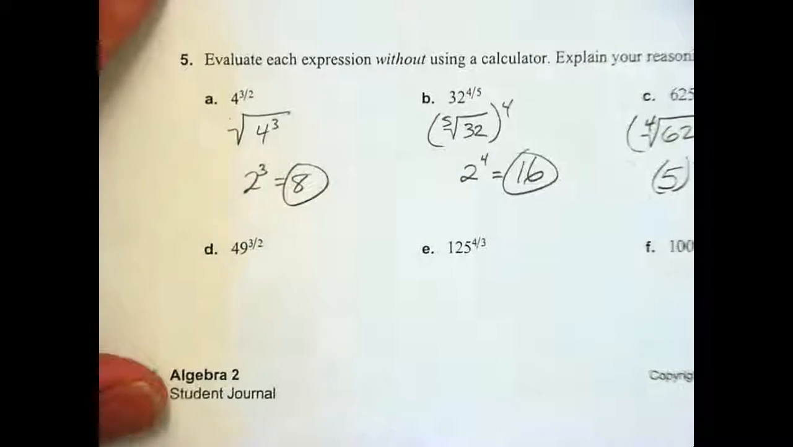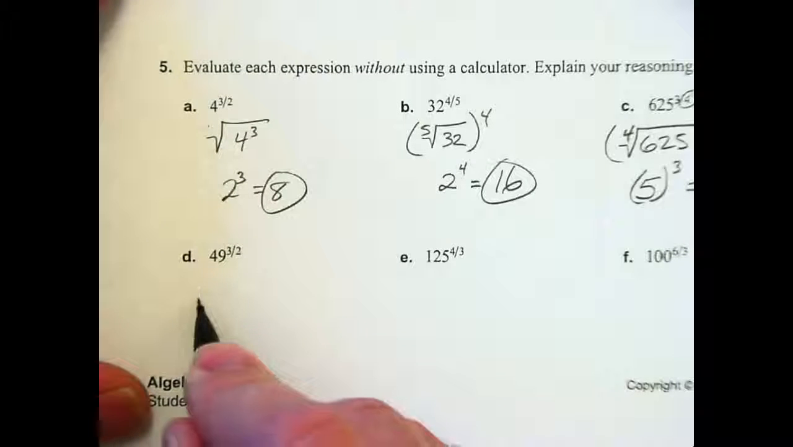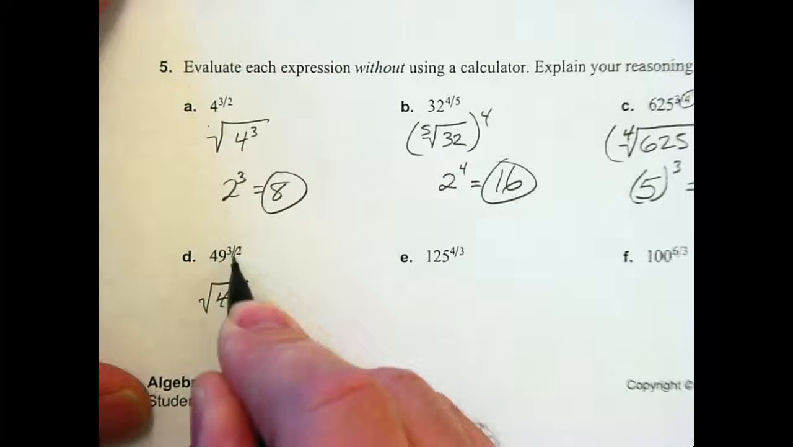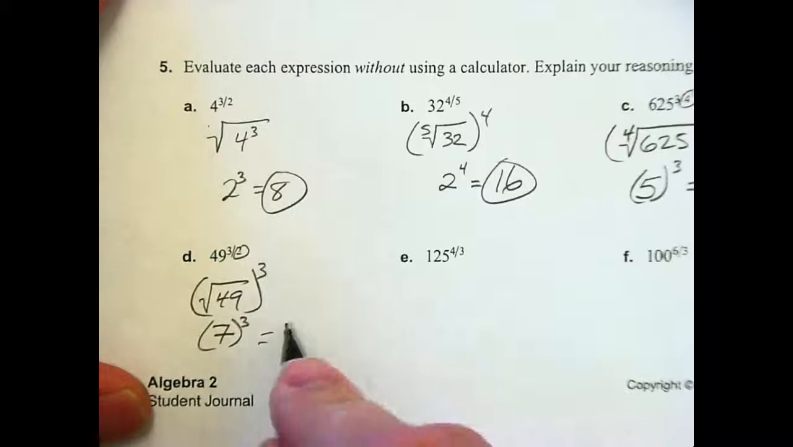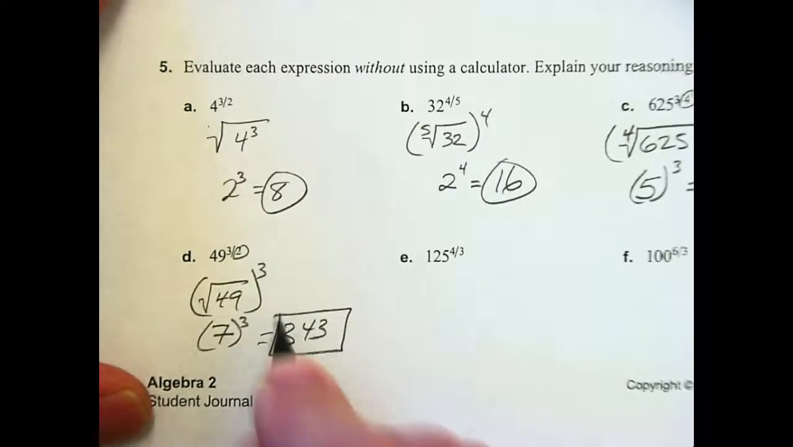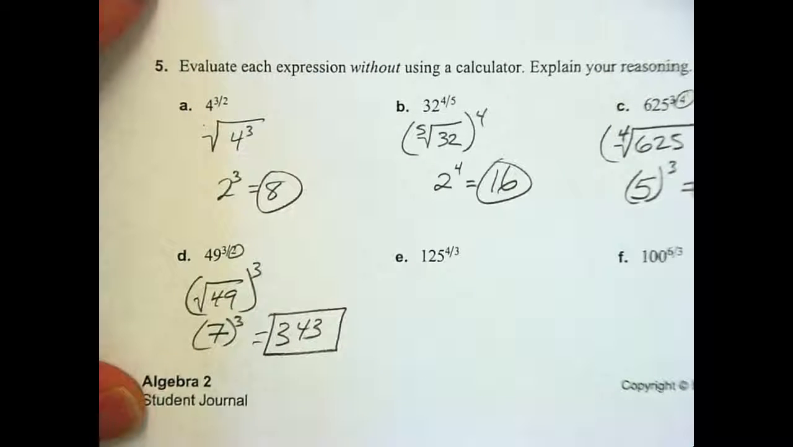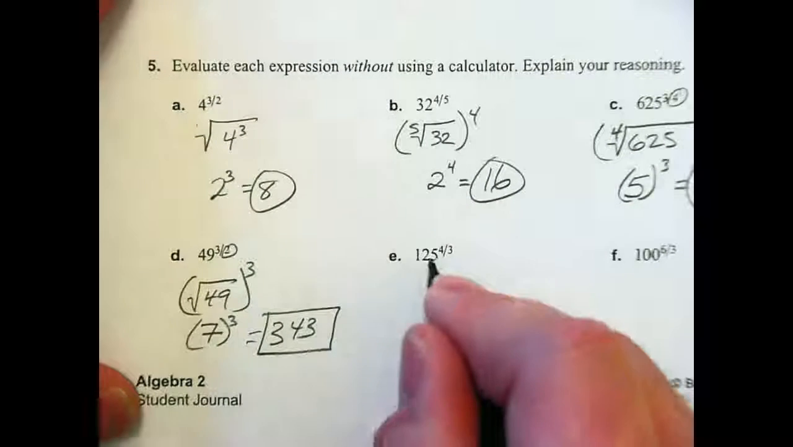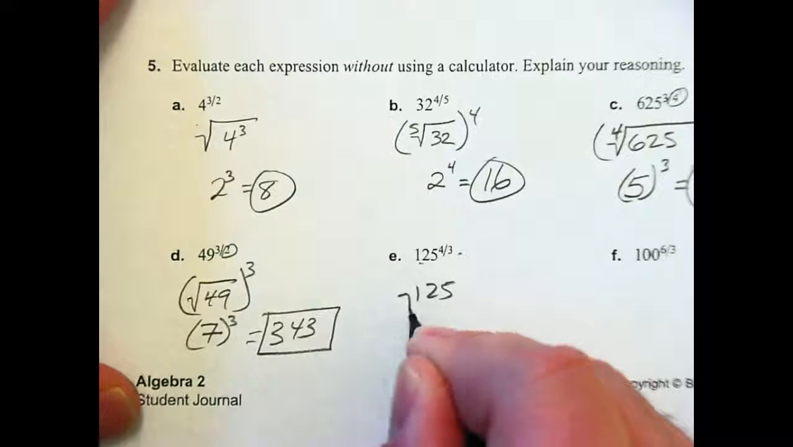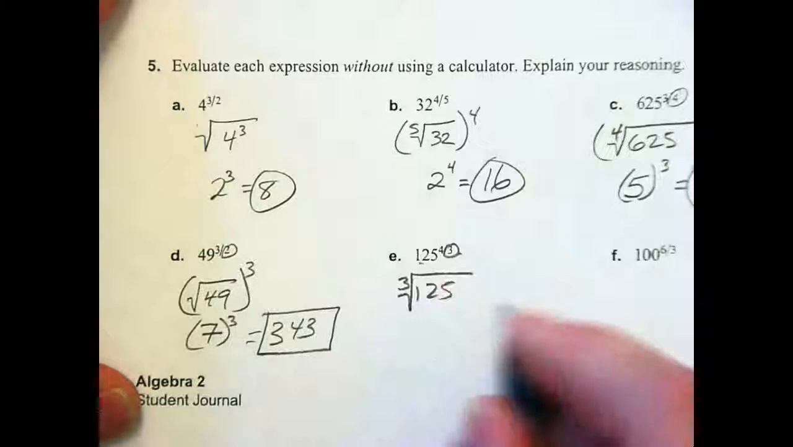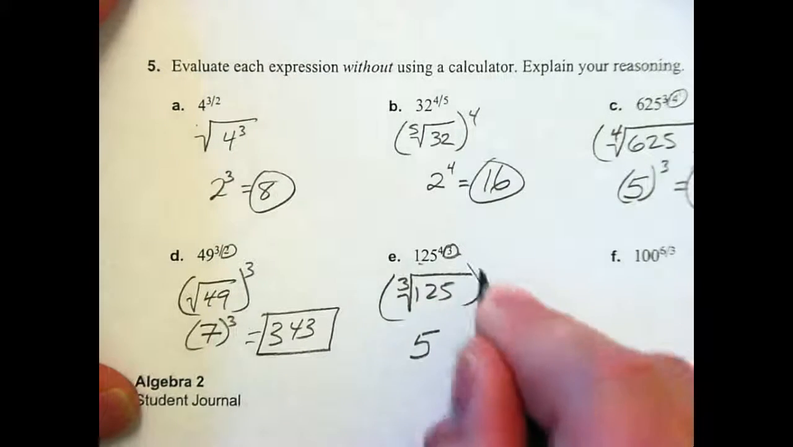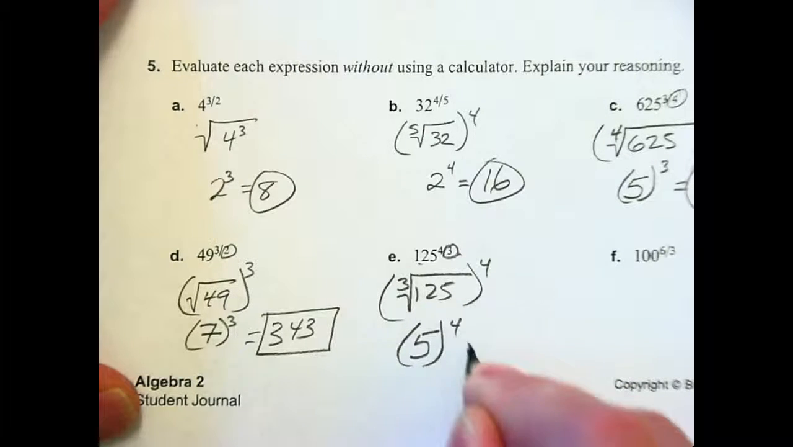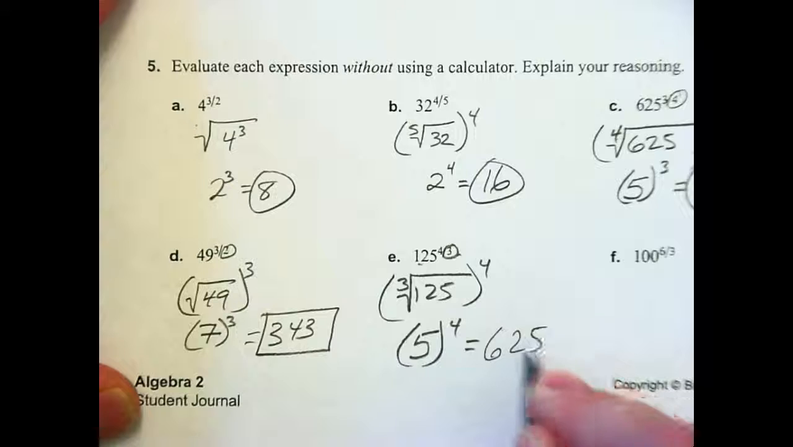Okay, so letter D, you're taking the square root of 49. That's what the 2 is, which is 7. And then you're cubing that, which is 343. Good? 125, you're taking the cubed root, which is 5, and then you're raising it to the 4th power, which is 625. Yep.